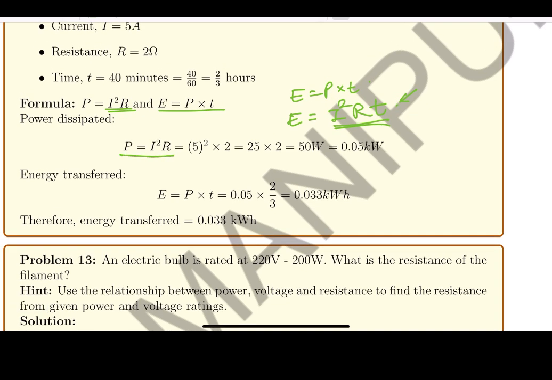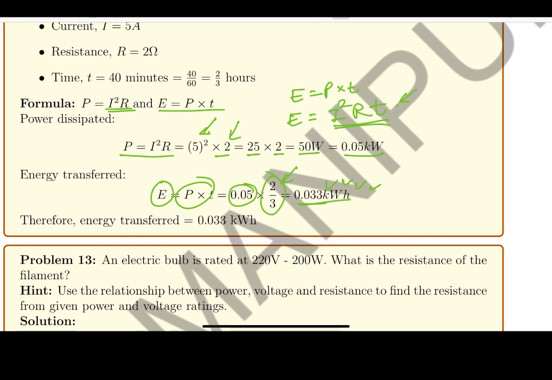So P is equal to I square R. I square R, I is 5 squared into R is 2. 5 5 25 into 2 is 50 watt. Now energy will be power into time. Time is 2 by 3 hour. So if I multiply, I got this 0.033 kilowatt hour.